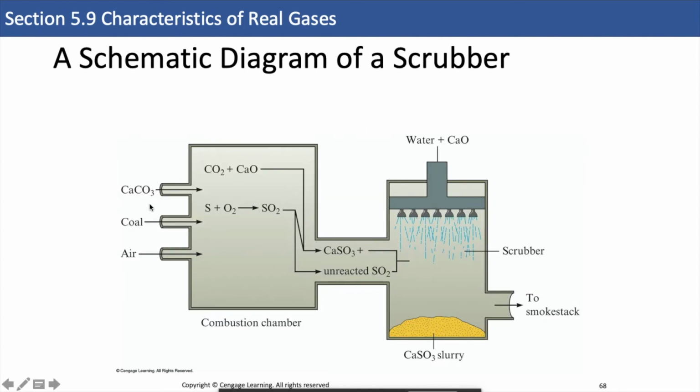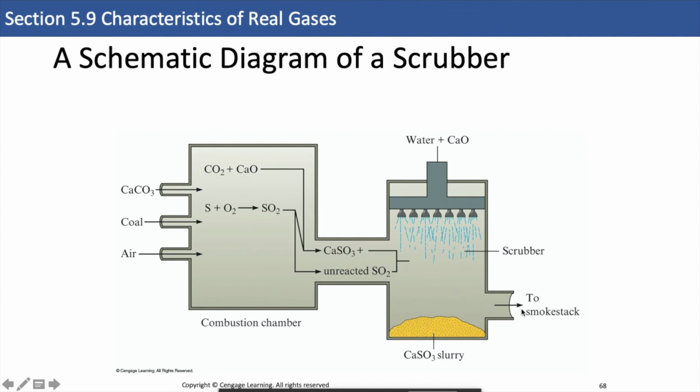We've got calcium carbonate here, with coal and air going in. You can see we're still manufacturing our sulfur dioxide here, which is not good, and we wouldn't want that released into the atmosphere, but it's being scrubbed. The way it's being scrubbed, which is kind of cool, is by water and then calcium oxide. By doing that, what you're manufacturing with this SO2 is calcium sulfite. And calcium sulfite will solidify and just kind of fall to the bottom of your smokestack.